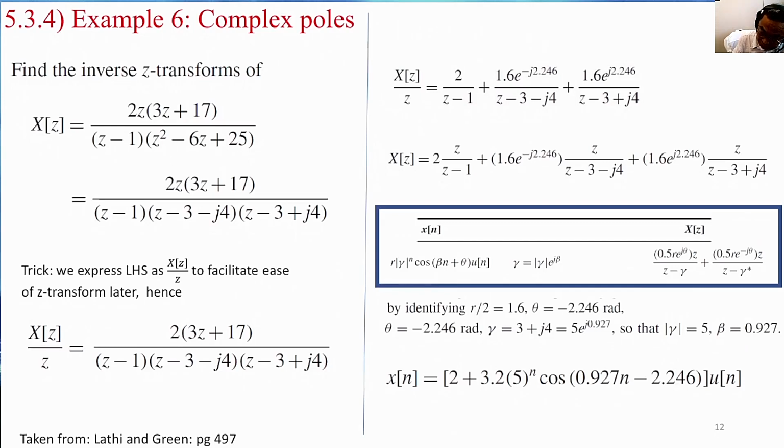This is example 6 of the inverse Z transform. In this particular example, we're dealing with an H(z) that has a complex pole. Where would you see a complex pole?